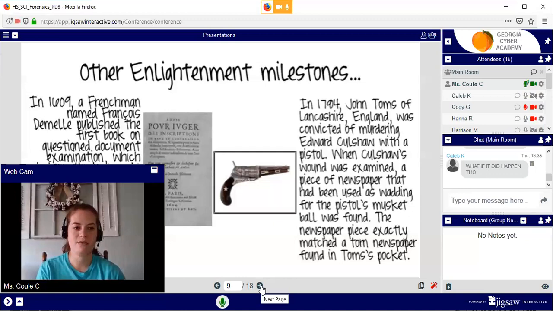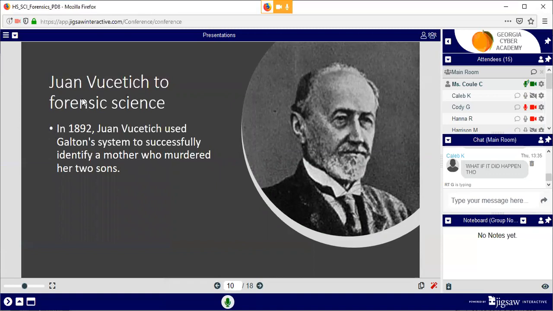Okay, another super important name in forensics, Juan Vucetich. We're going to talk about him later when we talk about fingerprints. Remember we talked about Galton being the father of fingerprinting? In 1892, Juan Vucetich used Galton's system of fingerprint analysis to successfully identify a mother who murdered her two sons, which is really sad to think about. He was able to convict her using her fingerprints, and that was the first case where we did this.